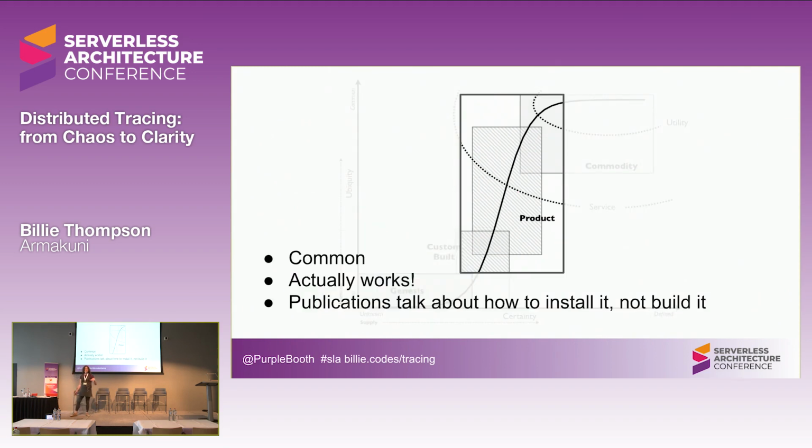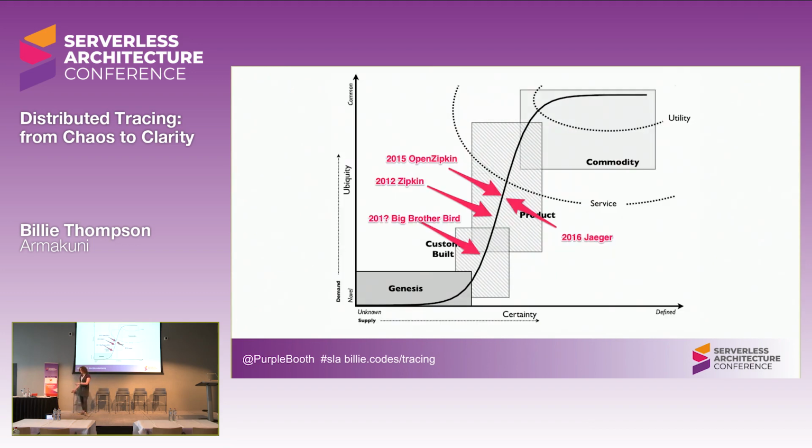So next we move into the section where roughly the tracing market sort of is, which is the product section. In this stage, tracing is going to become common. The articles are talking about how to use specific products, not necessarily how to implement things, but that you should use this thing. In fact, this talk today fits into that category. And it actually works, and we talk about how to use it.